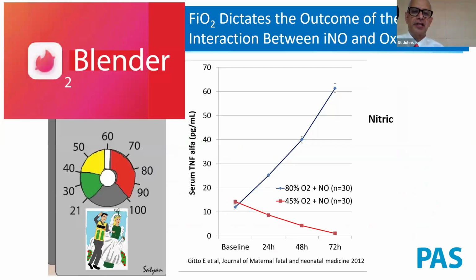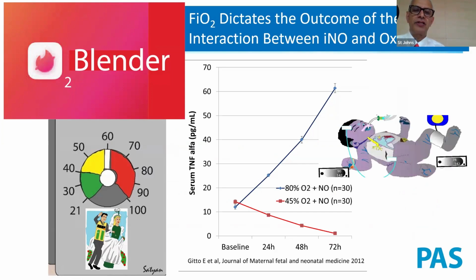There are clinical trials that have shown that using more than 60% oxygen along with nitric oxide tends to cause inflammation in the body, shown by increased TNF alpha. On the other hand, if you keep the O2 below 60% and use nitric oxide, the inflammation actually goes down. So the amount of oxygen you give really influences what your response to nitric oxide is in these patients.